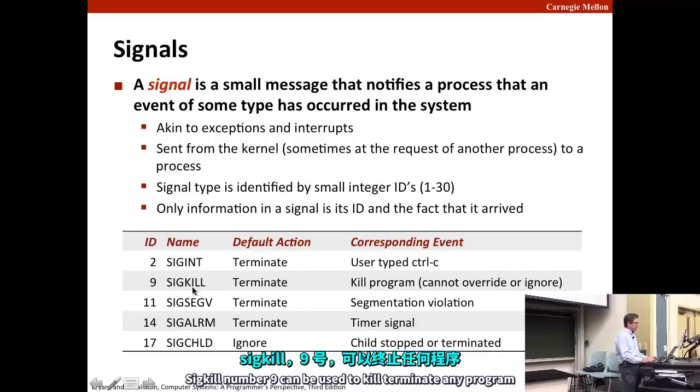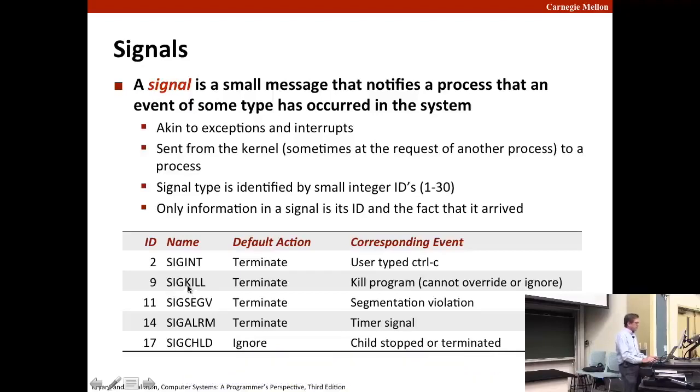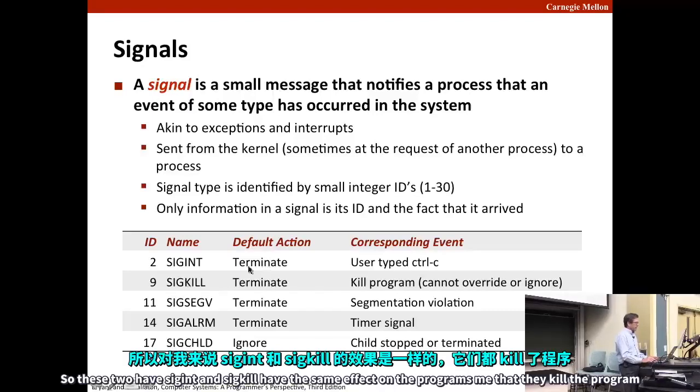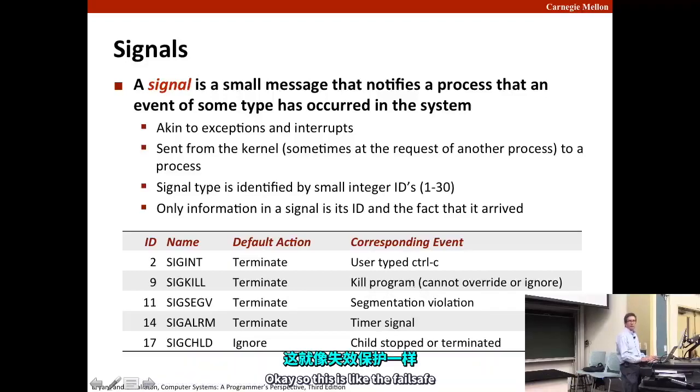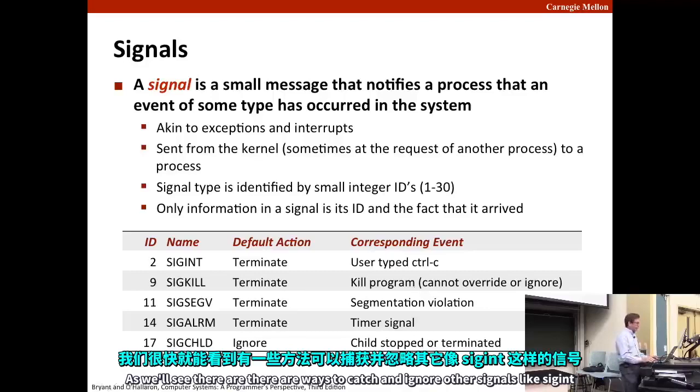SIGKILL, number 9, can be used to terminate any program. So these two, SIGINT and SIGKILL, have the same effect on the programs. They kill the program. The unique aspect of SIGKILL is that there's no way to ignore it or override it. Okay, so this is like the fail-safe. As we'll see, there are ways to catch and ignore other signals like SIGINT.